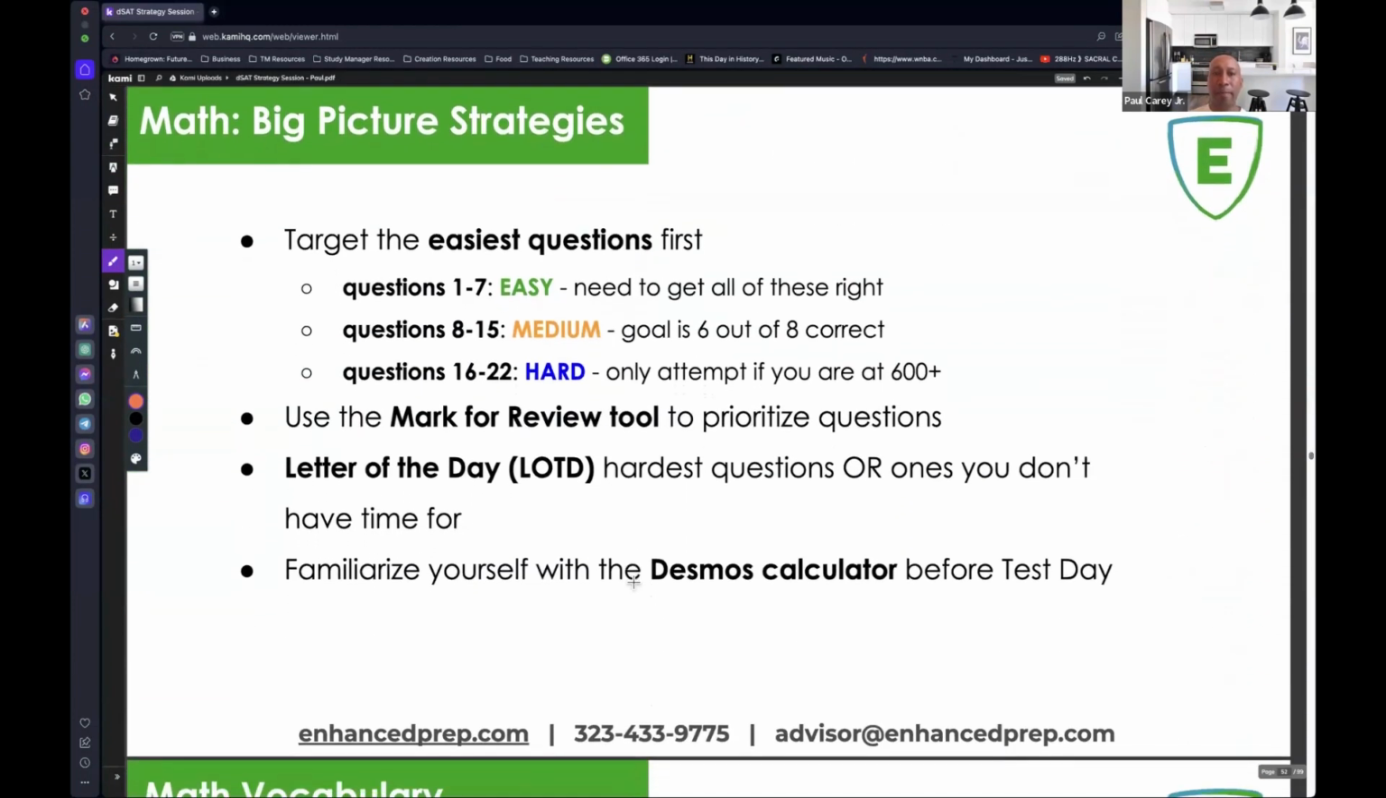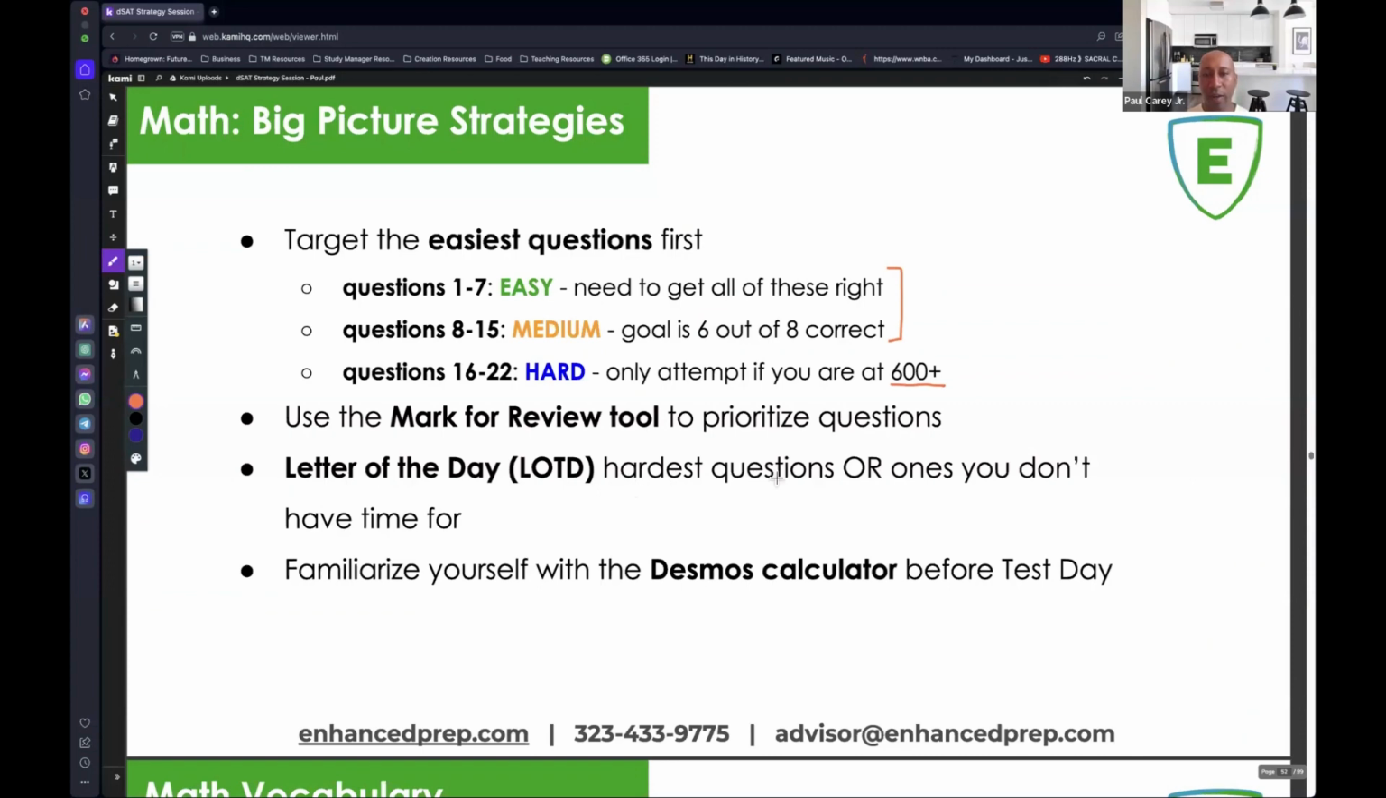So math, big picture strategies, right? One thing to remember is to target the easiest questions first. So 1 through 7 are typically easy, medium are typically 8 through 15, and then the hard ones are your 16 through 22. If you're not getting a 600 or above, you probably don't need to attempt those. You can use letter of the day and spend the majority of your time on the easy and medium questions, because you'll probably get about the same amount right compared to using letter of the day, okay?